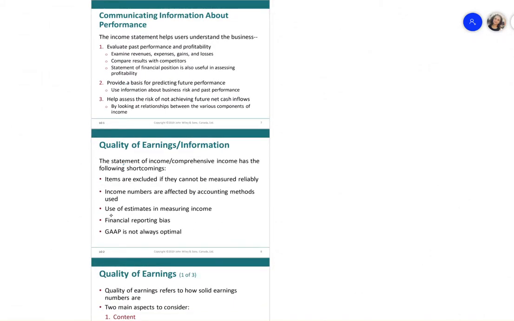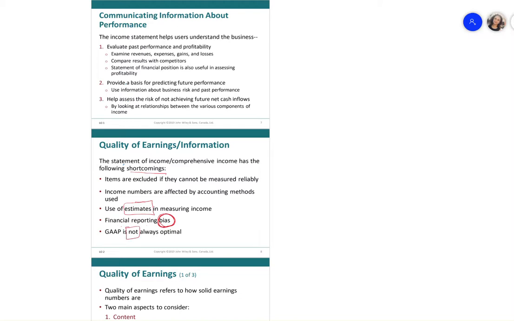The other shortcoming related to the statement of income is the use of estimates in measuring income. When we have an estimate, we always have uncertainty. Now, financial reporting is biased. Of course, internal people have more information than external users. Sometimes the quality of earnings has a shortcoming because the financial statements may be biased.